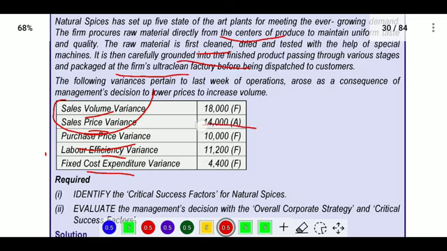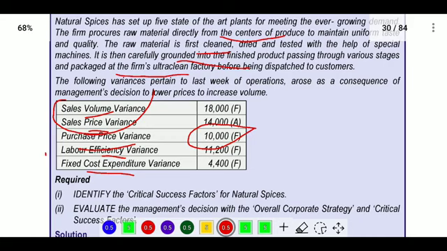So favorable means we are purchasing at a lower quality, purchasing at a lower price. So favorable means we are purchasing lower quality, which means we are cutting our cost.